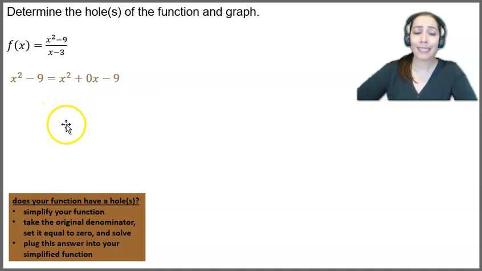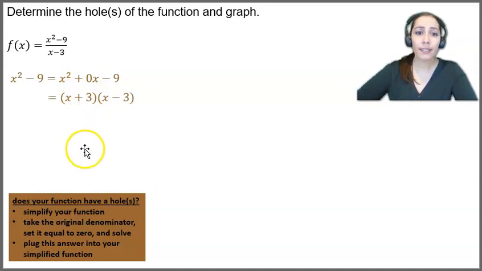Now, x squared minus 9 is the same thing as x squared plus 0x minus 9. 0 times x is 0, and that's why we don't have to put the 0x in the original. So I'm going to add the 0x in because this helps me on my next part. What two numbers multiplied by each other will give you negative 9, but added together will give you 0? The answer to this is x plus 3 and x minus 3.